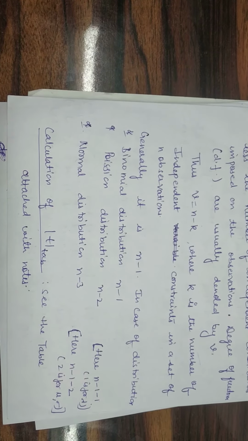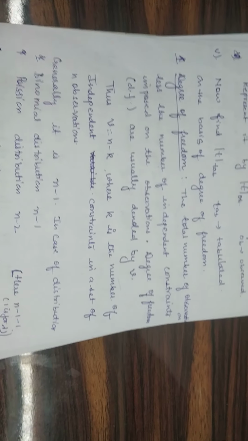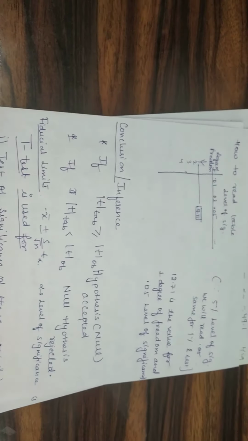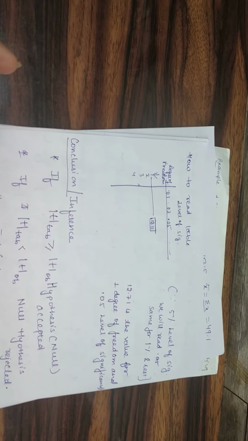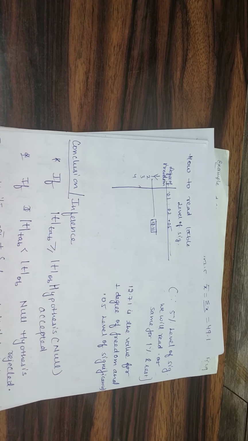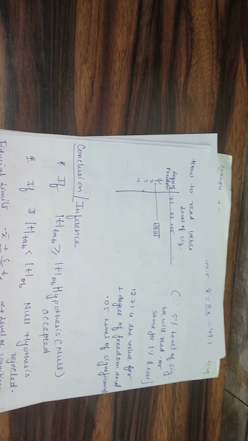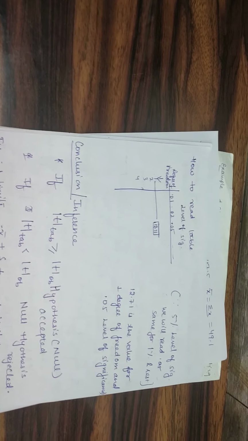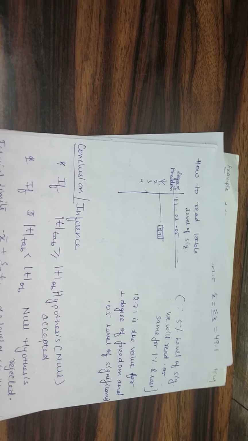Calculation of t tabulated: see the table attached with the notes. I am attaching my table with these notes. Now, how can we read the table? In the table, the left-hand side denotes the degree of freedom and the upper row gives the level of significance. Suppose our degree of freedom is 1 and the level of significance is 5%, that is 0.05. So the data we can read as depicted in the table.